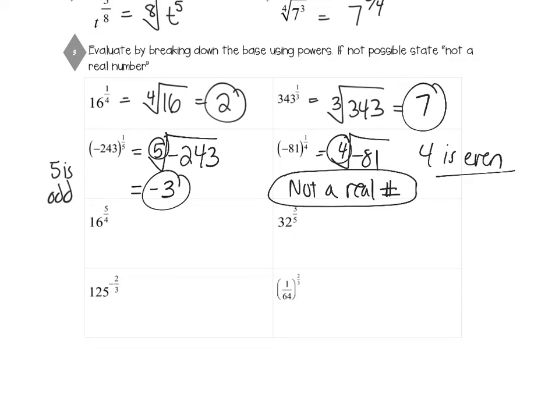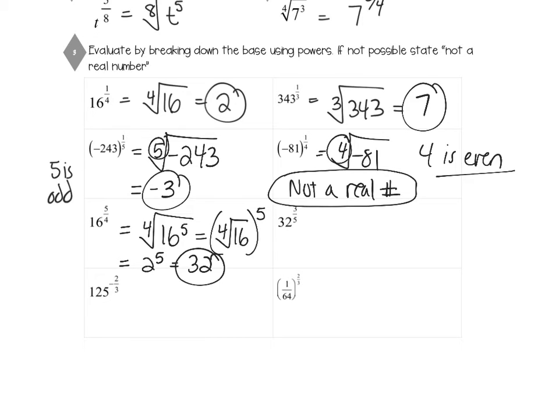In the next example, we're going to have to break it down a little bit. So remember, the bottom number is the root. So this is the 4th root of 16 to the 5th power. But remember also that you can write it like this. You can say the 4th root of 16 and the entire thing is raised to the 5th power. The 4th root of 16 we just figured out up on the top there is 2. So 2 to the 5th power is 32. And that's how you break it down to be able to get an answer. So you're breaking down the powers to be able to get to your answer.